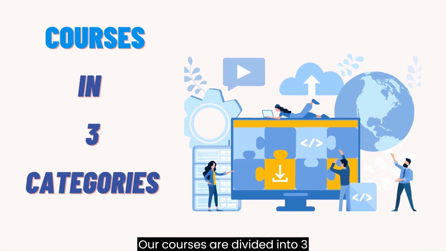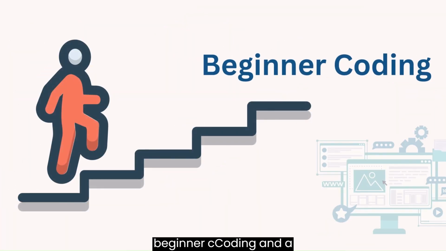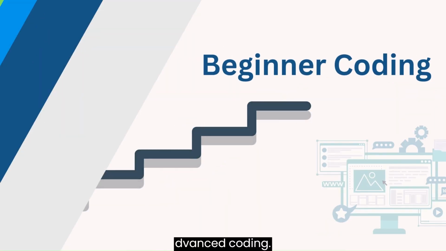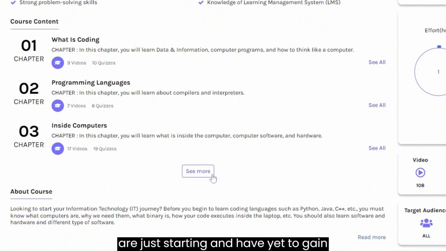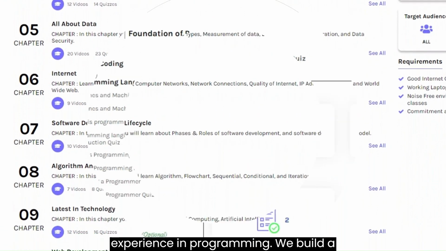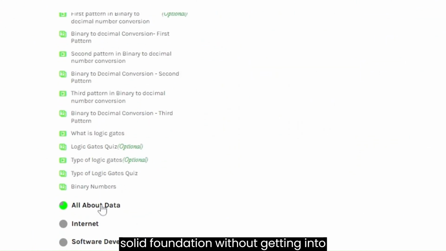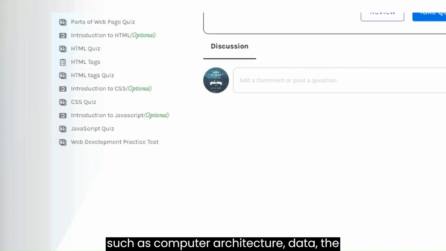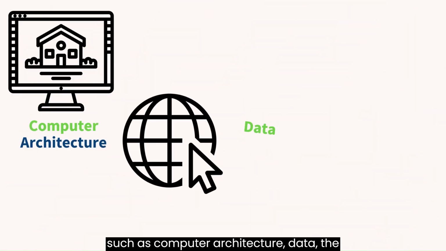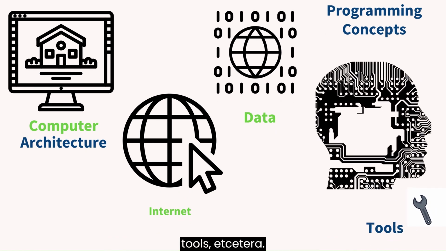Our courses are divided into 3 categories: Foundation, Beginner Coding, and Advanced Coding. Foundation coding is built for those who are just starting and have yet to gain experience in programming. We build a solid foundation without getting into the syntax by familiarizing learners with basic concepts such as computer architecture, data, the internet, programming concepts, tools, etc.